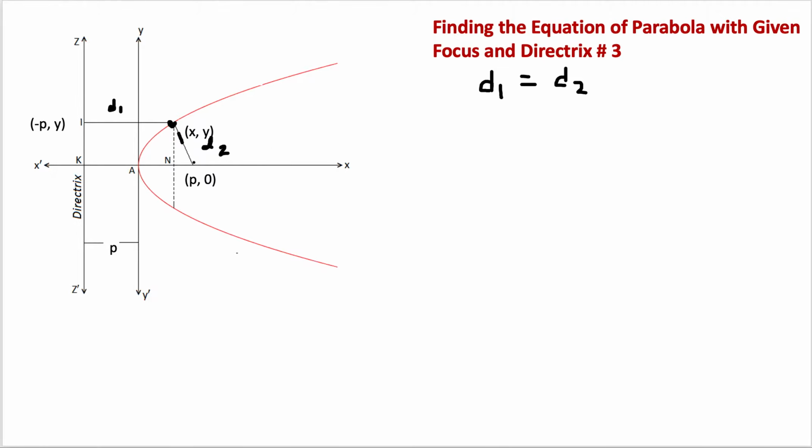Now we have to find the distance from this point on the directrix to the curve, to the parabola. We are going to find d1 with the distance formula, which is equal to the square root of (x minus x1) squared plus (y minus y1) squared. So let's find this here. X minus, and the minus here becomes plus. We have x plus p, squared.